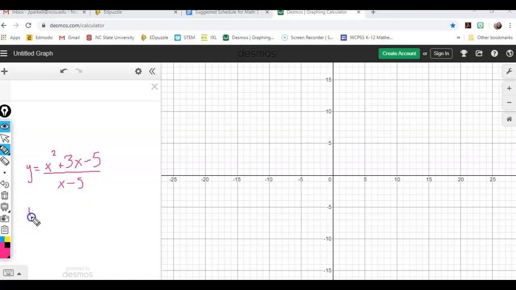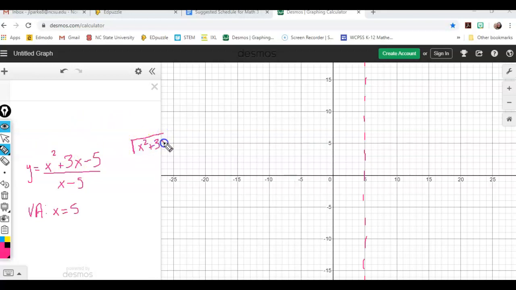I do have a vertical asymptote. So I've got a vertical asymptote at x equals 5. So I can go ahead and put in my vertical asymptote. And then I look at my rational function and realize it is an improper fraction. The degree on the top is bigger than the degree on the bottom. So it's an improper fraction, which means that I need to find the slant asymptote. And to find the slant asymptote, I'm going to have to do a little bit of division.